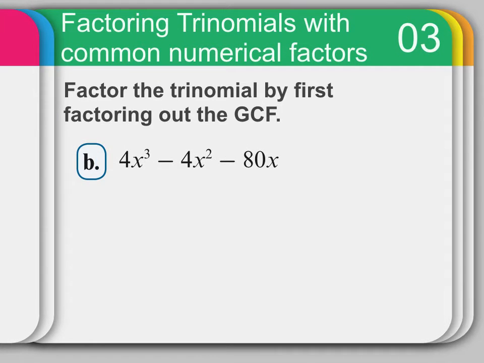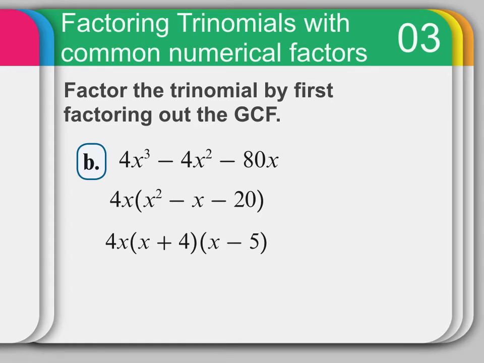Try another example. Each of these terms include an x and a 4, so we can factor out a 4x. And the trinomial x squared minus x minus 20 factors into x plus 4 times x minus 5. So the fully factored form looks like this.